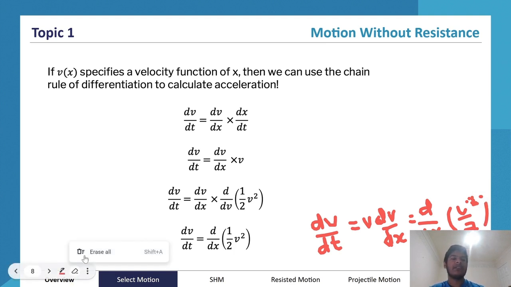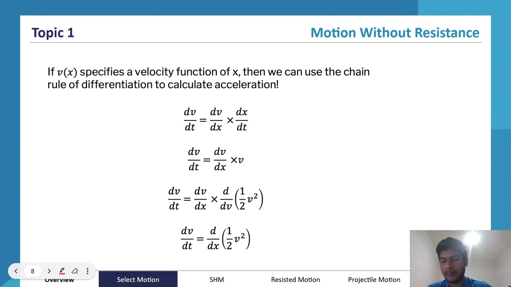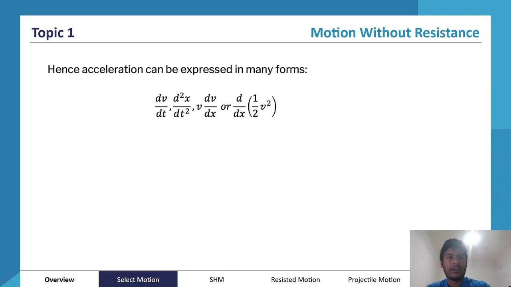Now, we have to be careful in terms of picking which form is applicable to each question. So yeah, these are our different forms of acceleration. We've got dv dt, just the rate of change in velocity. And because the velocity is the rate of change in position, we can express the acceleration as a second derivative of position with respect to time. And then we came up with our v dv dx expression, which is just an application of chain rule, right? And then we came up with this expression here, which involved coming up with an equivalent expression for velocity as a derivative, and then applying chain rule. So these are our four forms of acceleration.